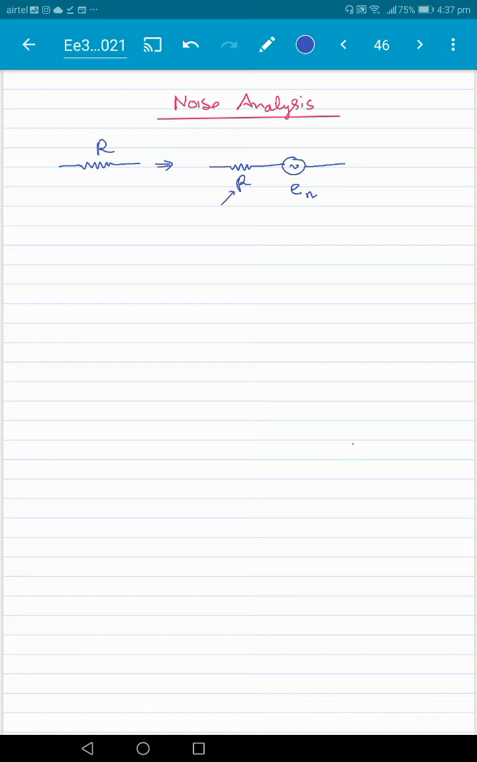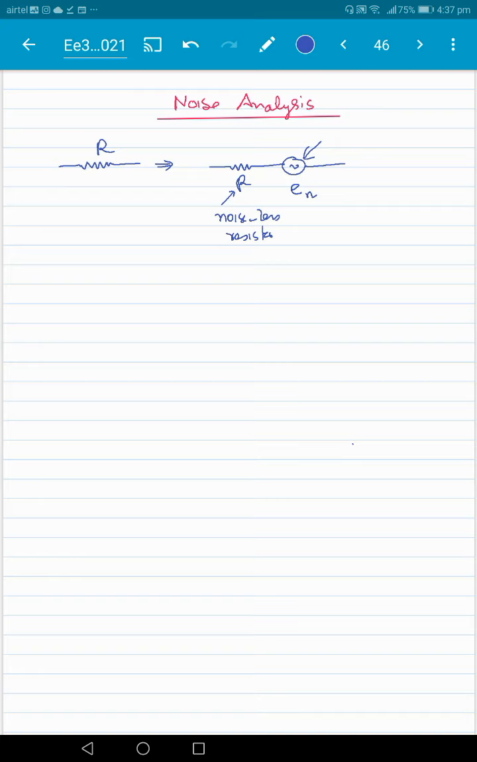Now this is an ideal noiseless resistor, and all the noise in the resistor has been put into this particular source here, right? And similarly, for example, diodes are a source of noise, and bipolar transistors and MOSFETs. All these components generate noise, except for an ideal capacitor and an ideal inductor. In this discussion we'll look at how we carry out noise analysis in circuits, and in particular we'll focus only on noise generated by resistors.